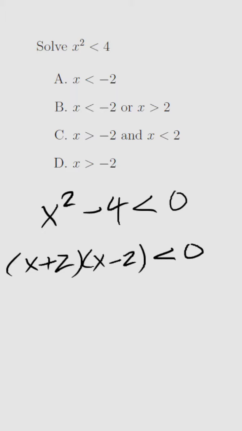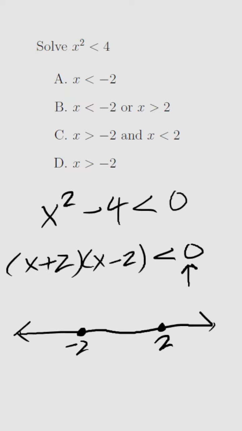These zeros will serve as special points. They're basically the zeros of the quadratic. But for this quadratic, we want the value to be less than 0. So we know that at -2 and at 2, it's going to cross 0. It's basically going to be equal to 0. But we want to know, well, what happens here, what happens here, what happens here, right?